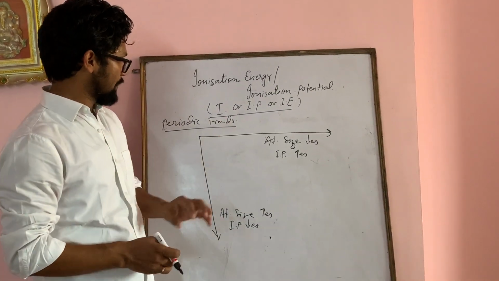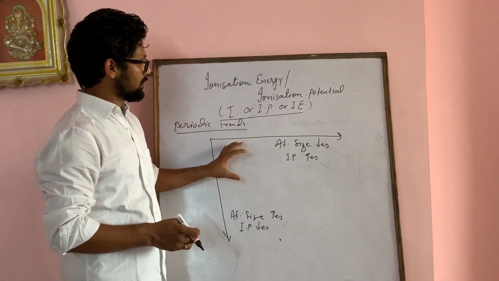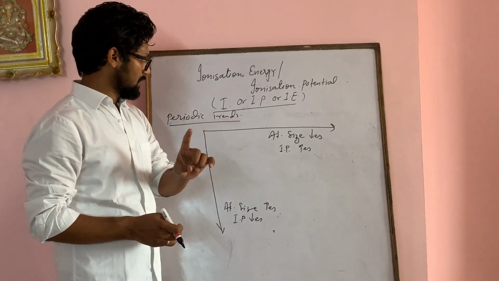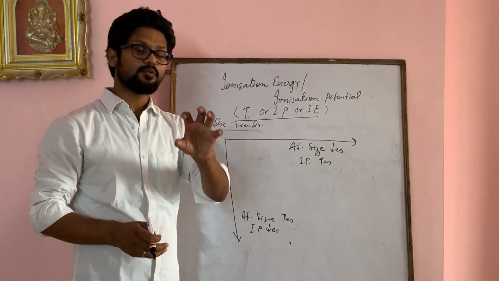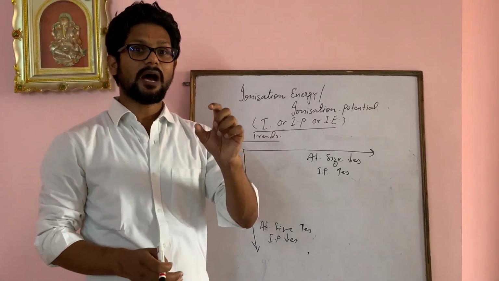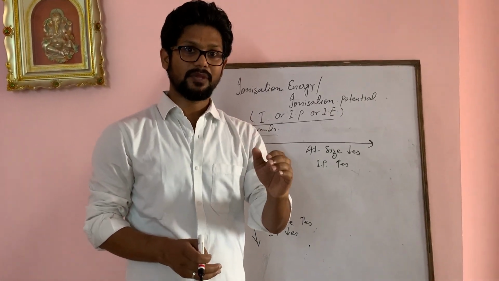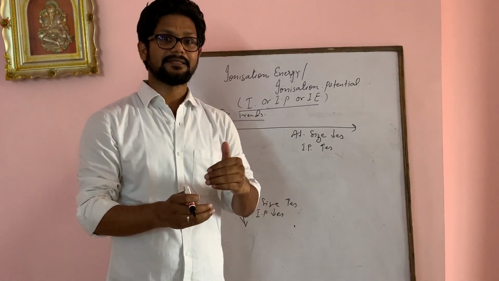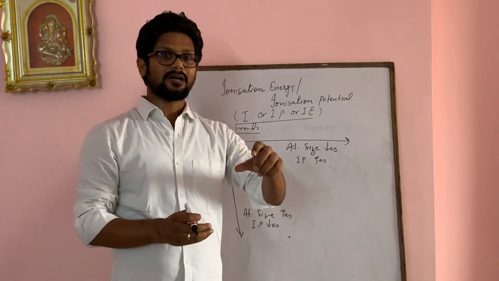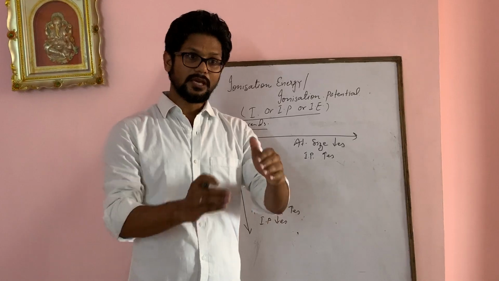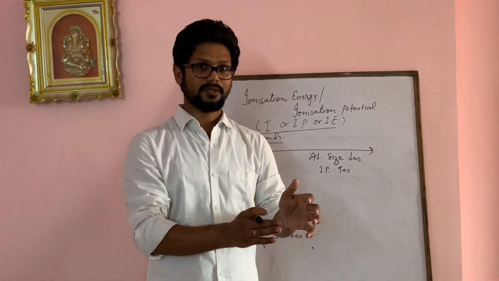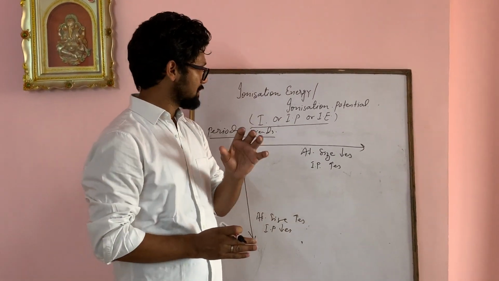Now I am going to end this topic here. One more thing I want to tell: in the whole periodic table, helium possesses the maximum ionization potential, and cesium possesses the lowest ionization potential. You must mark it and remember it.